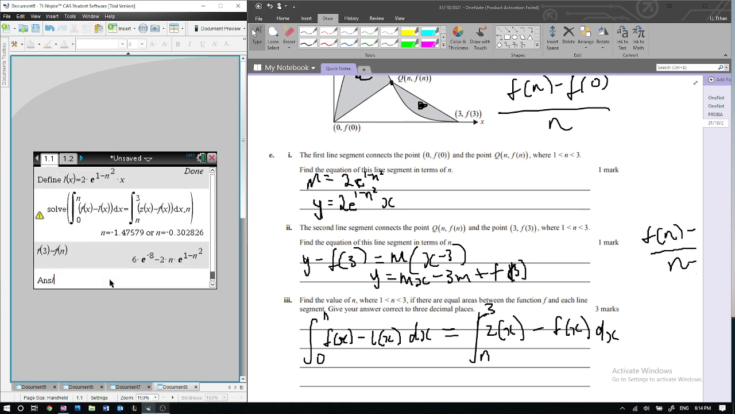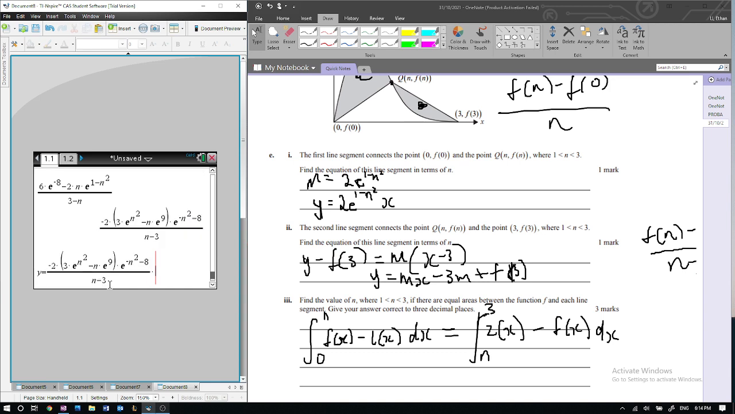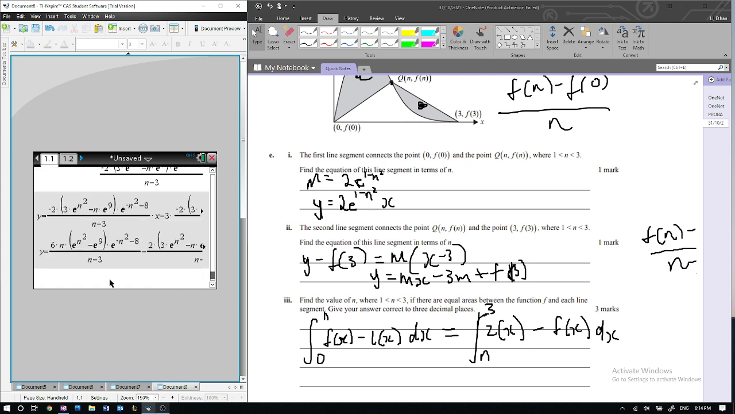Oh, what, okay. That's the gradient. I didn't want to write all that out. Okay, wait. y is equal to that times x minus 3 times that, plus f of 3. Okay, hopefully that fixed things.